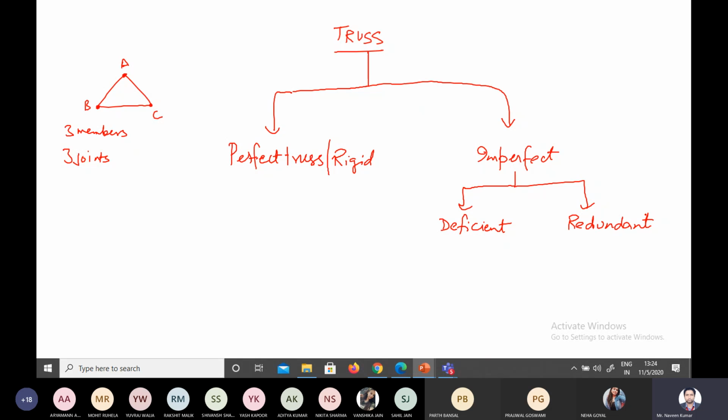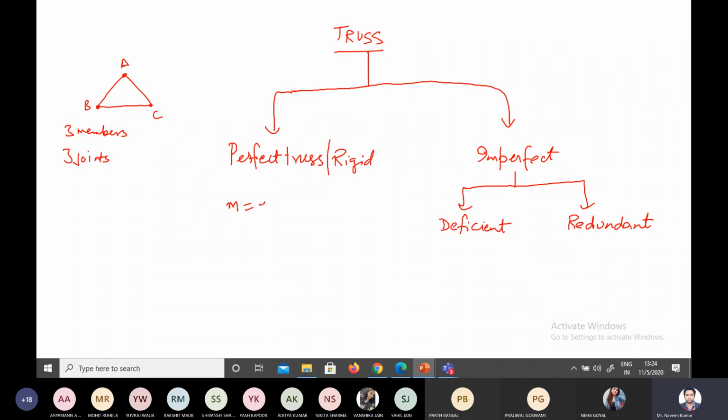In our discussion, we will be studying only the perfect truss. Analysis of the perfect truss is what we do in this syllabus, but we should also know what an imperfect truss is. Fine. So let me go to one more part here.